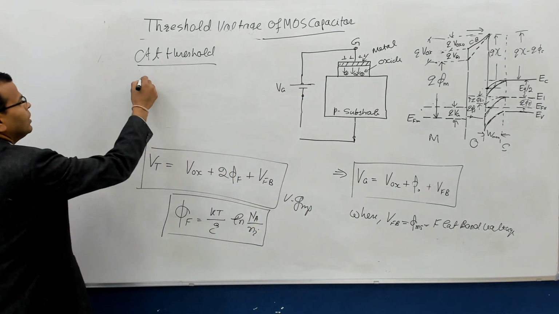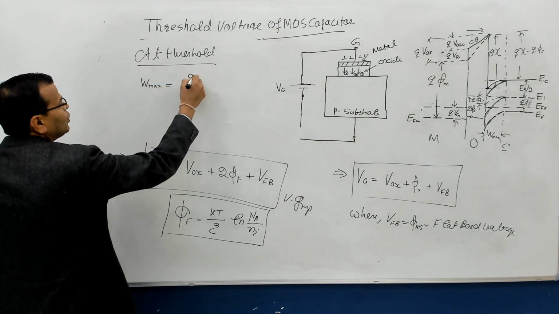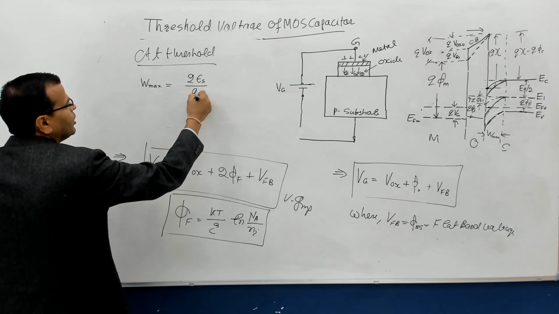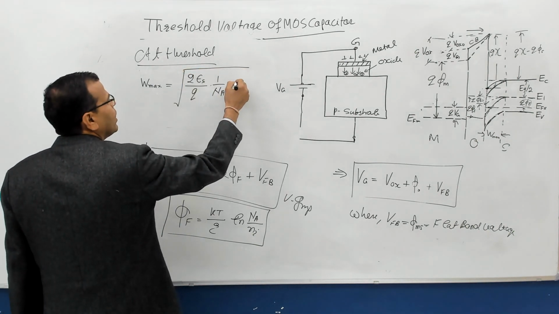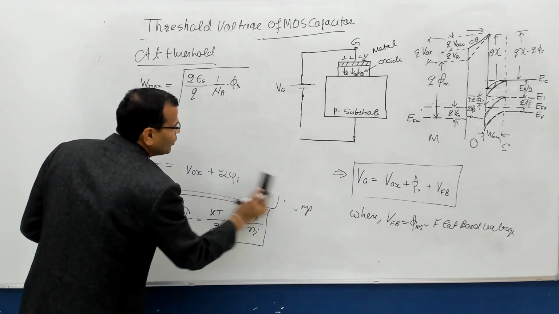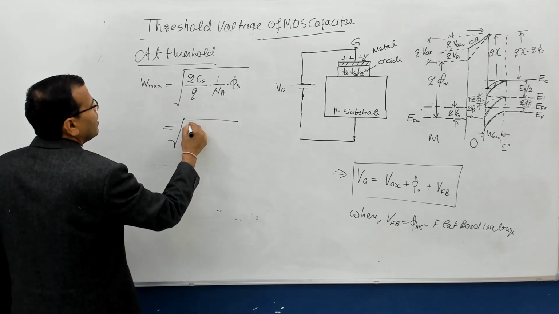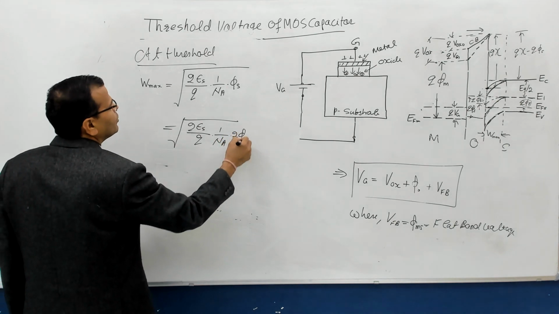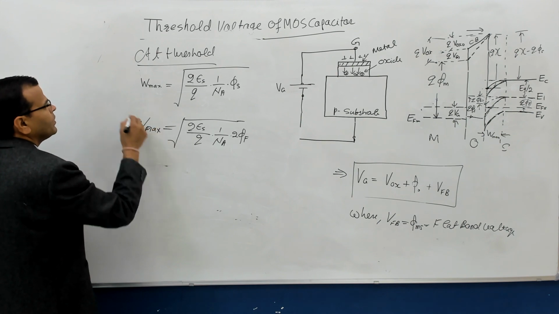So at threshold, the maximum width of the depletion region is given by 2 epsilon s, that is the permittivity of the semiconductor, divided by Q, multiplied by 1 by Na, multiplied by phi s. And you know what is phi s at threshold? What is the value of phi s at threshold? That is 2 times the potential difference between the intrinsic Fermi level and the actual Fermi level. So you get the maximum width of the depletion layer here, right?